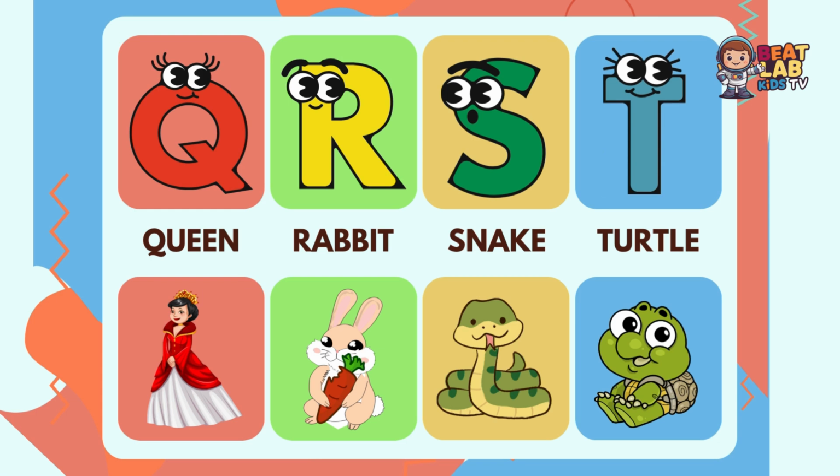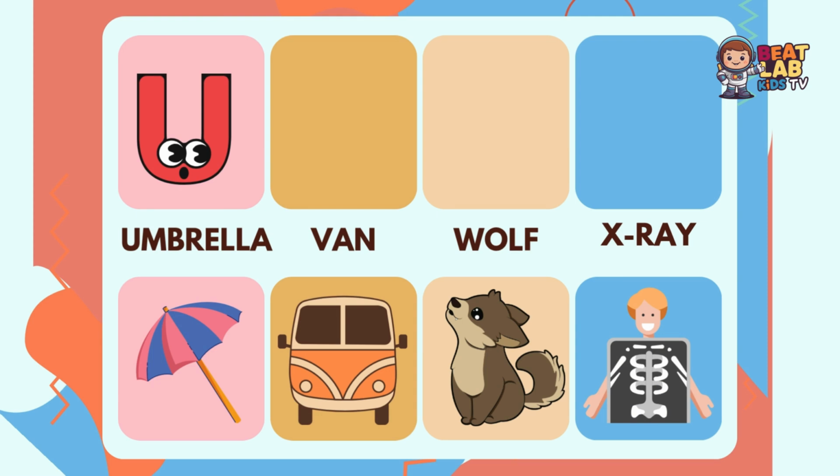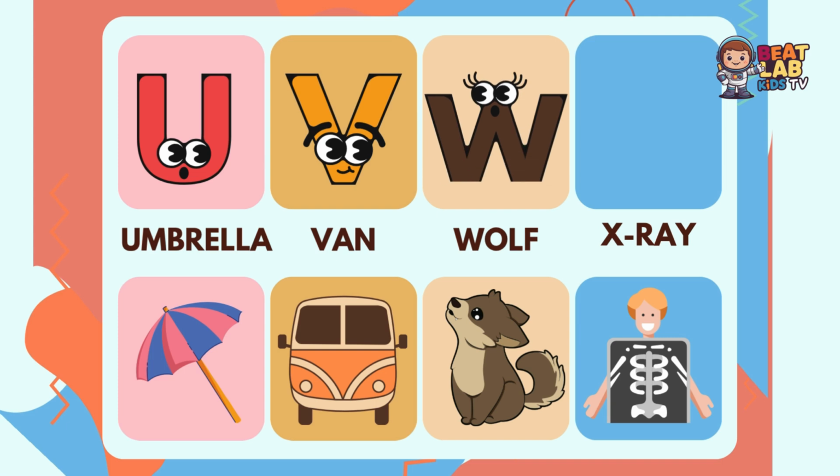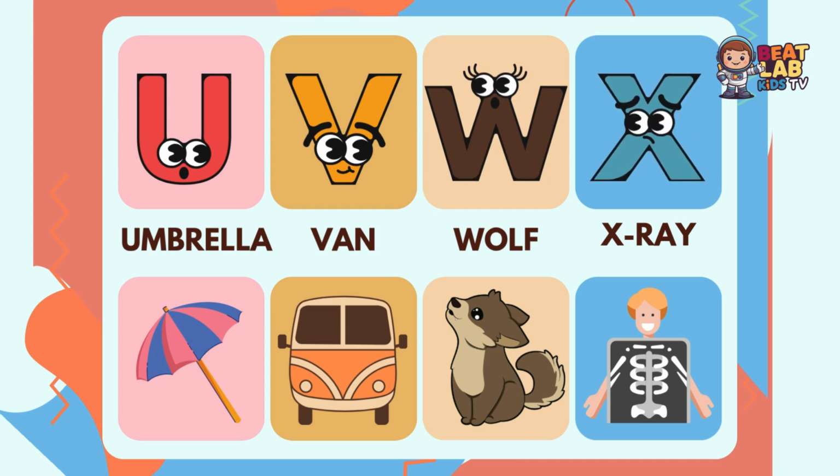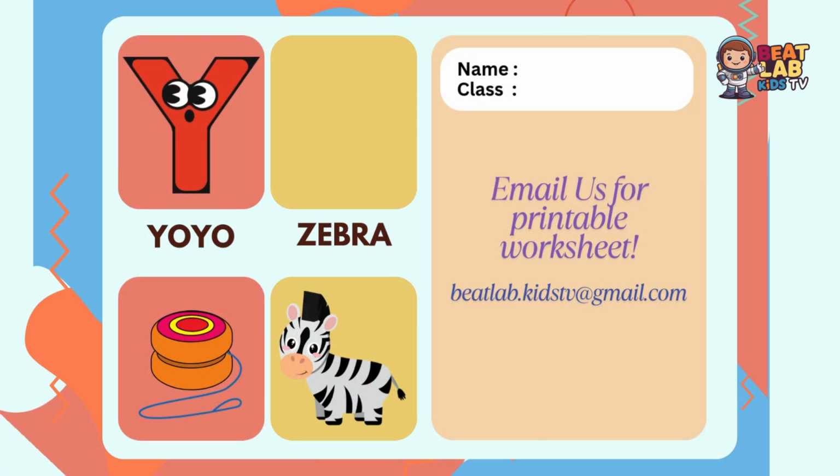T is for turtle, T-U-R-T-L-E. U is for umbrella, U-M-B-R-E-L-L-A. V is for van, V-A-N. W is for wolf, W-O-L-F. X is for x-ray, X-R-A-Y. Y is for yo-yo, Y-O-Y-O. Z is for zebra, Z-E-B-R-A.